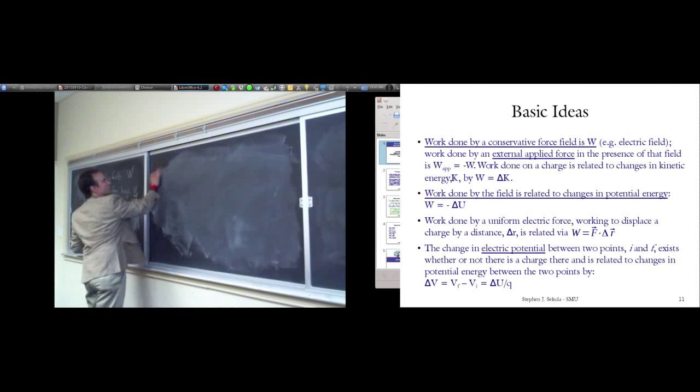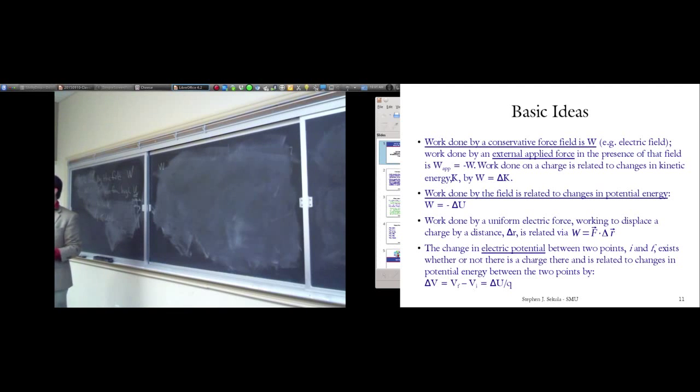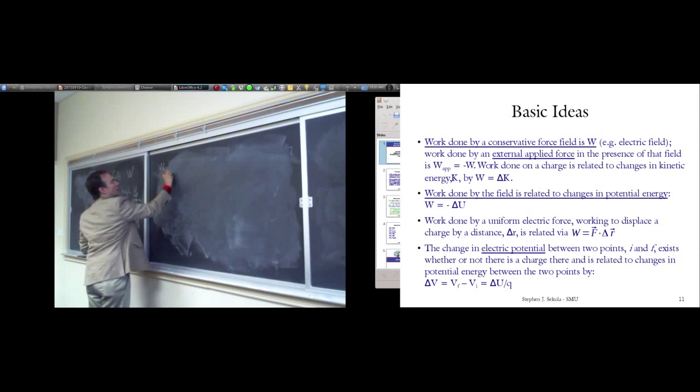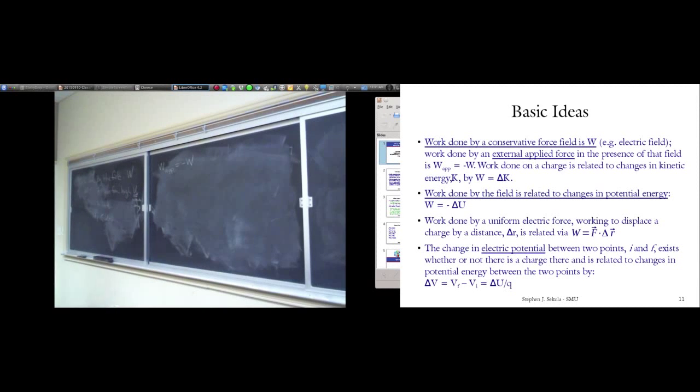So in a conservative force field, if the only two things acting are the conservative force field, in this case gravity, and me, the external actor in the field, what we find is that the applied work that I do must be the opposite of the work done by the field. So if I give up energy, my W applied is a negative number. But the field gained, okay, so work was done on it. All right, so that's one other handy relationship.